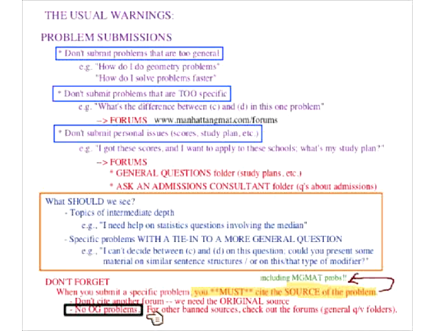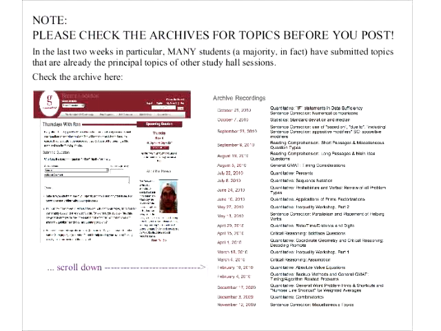Also, please, we've done about 30 study hall sessions by now. So please check the archives for sessions. About 50% of the submissions this week were for topics that we have already covered in the study hall. So I think people are not checking the archives. Like, I think people are just not looking at what was covered in previous sessions. So please check the archives before you post. There have been close to 30 study hall sessions so far.